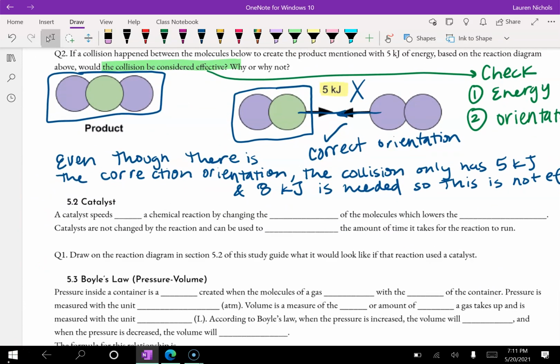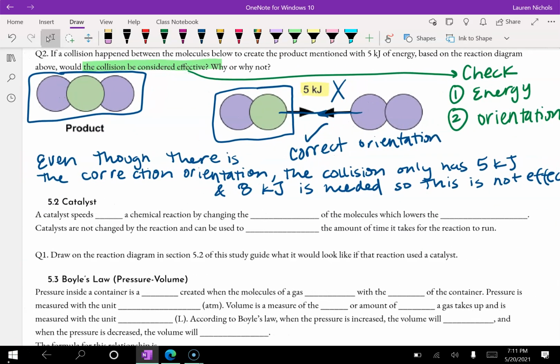Now if we move into section 2, which is really small, it's just information about catalysts. A catalyst speeds up a chemical reaction by changing the orientation of the molecules. It basically rotates them so that they're oriented correctly. And by changing that, it actually lowers the activation energy required to get the reaction started. Catalysts are not changed by the reaction; they're present and they change the reaction, but they stay the same. And they can be used to decrease the amount of time that it takes for a reaction to run.